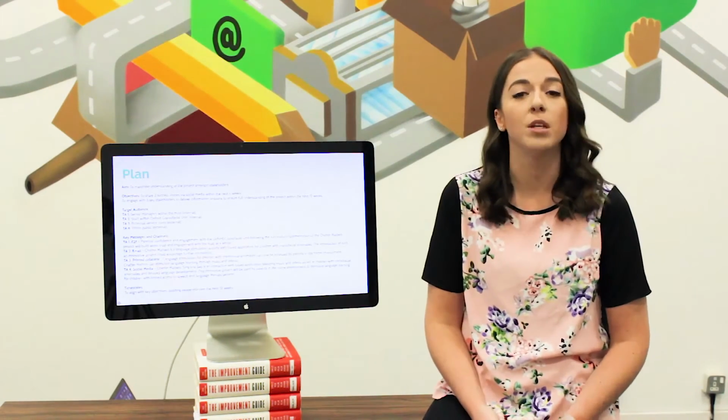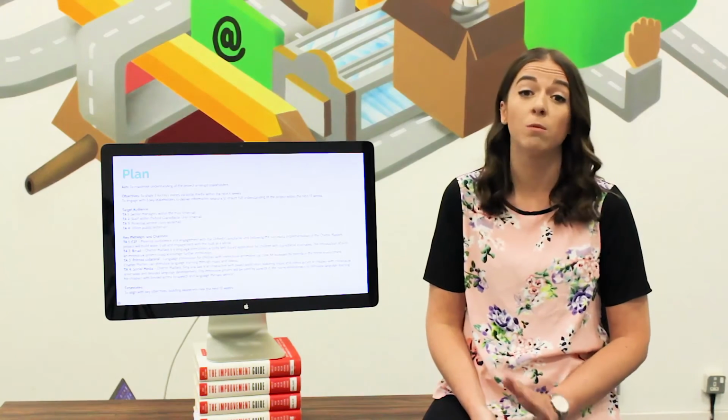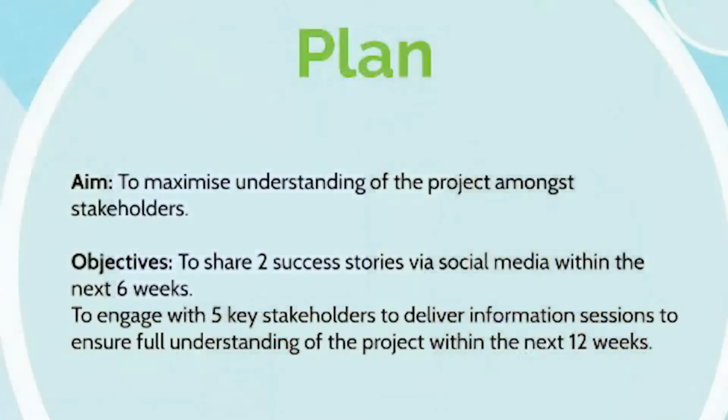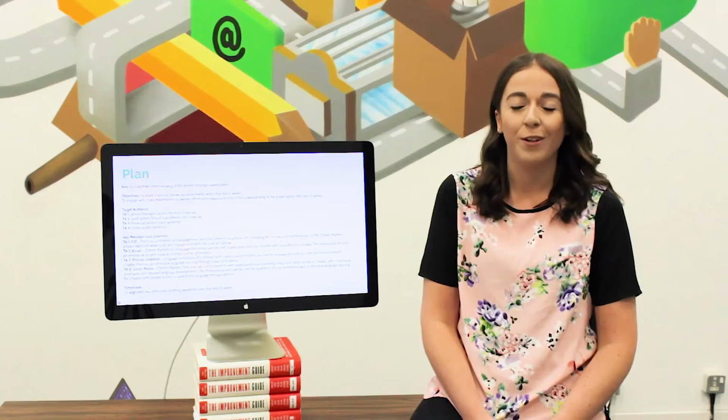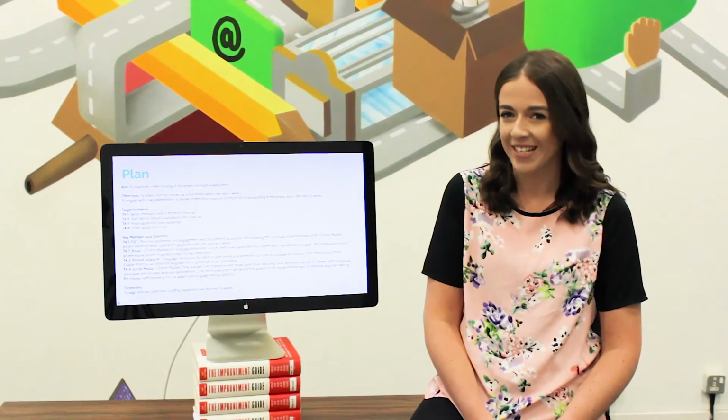So the aim needs to be really clear and succinct. It needs to be one sentence ideally. So I've put here: to maximise understanding of the project amongst stakeholders. Your objectives, you can be much more granular with. Your objectives need to be SMART. They need to be specific, measurable, achievable, realistic, and time sensitive.